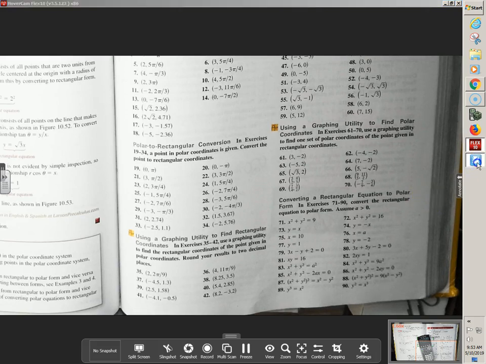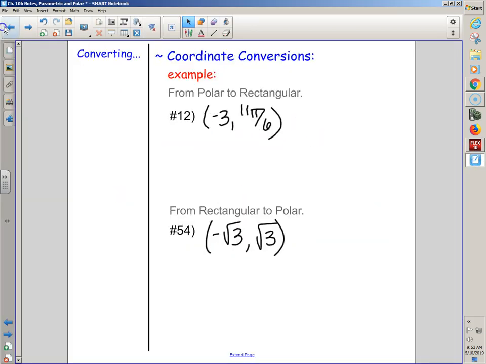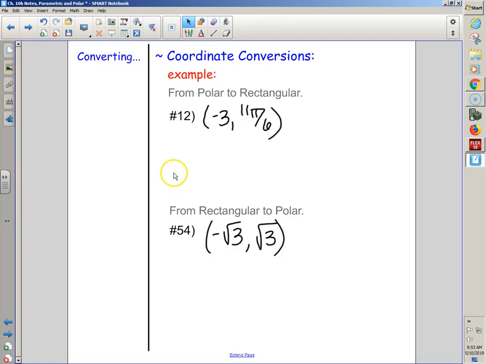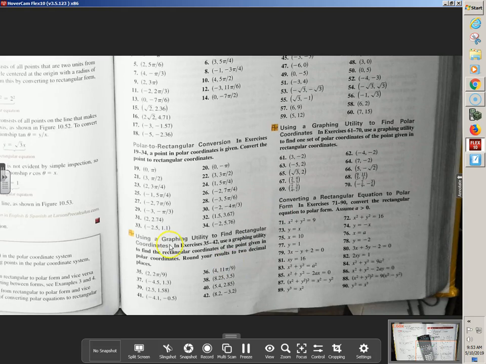I think this coordinate conversion page might be helpful, right? Coordinate conversion page, to go from polar to rectangular. That's this whole next section of homework. The next section, from rectangular to polar.